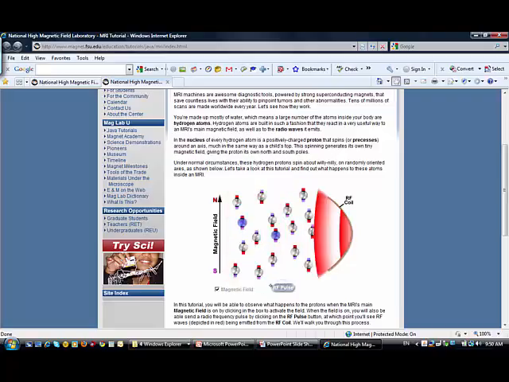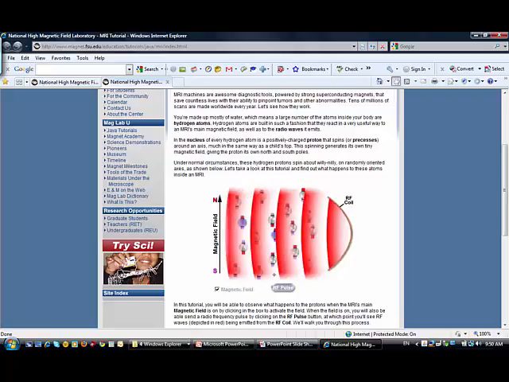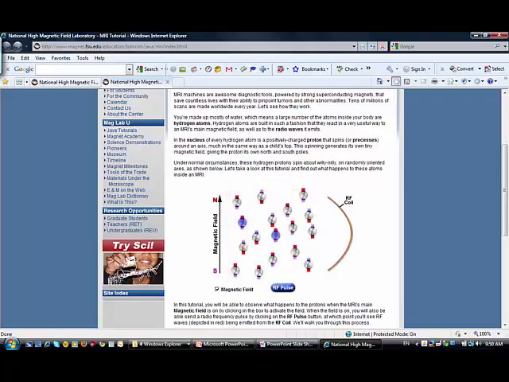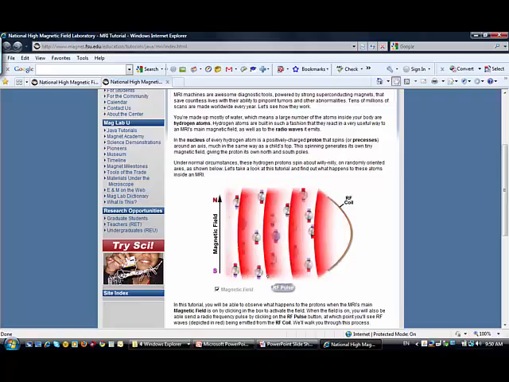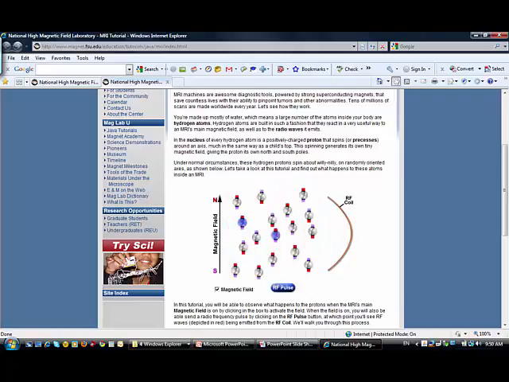But then you notice that immediately after the pulse is over, they flip back. And once they flip back, what do they do? They give off that excess energy. And that's what we detect, that excess energy.